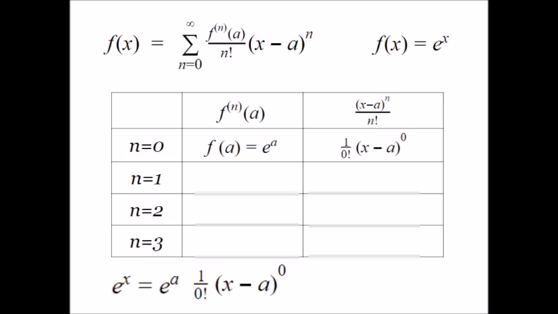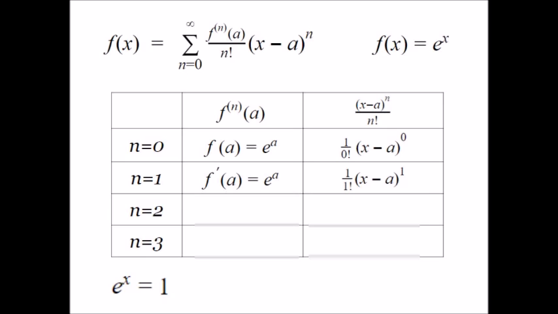We're going to say that a is equal to 0. So e to the x is equal to 1. We're going to assign a is equal to 0, and this is going to make life a lot easier. On to the first derivative. The derivative of e to the x is e to the x. We knew that. At a, that's e to the a. Okay, and here we have again (x minus a), this time to the n equals 1 power over n factorial, where n is 1.